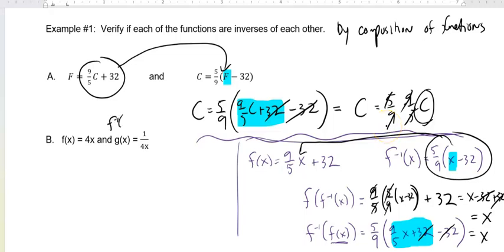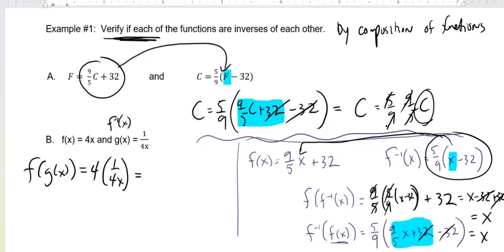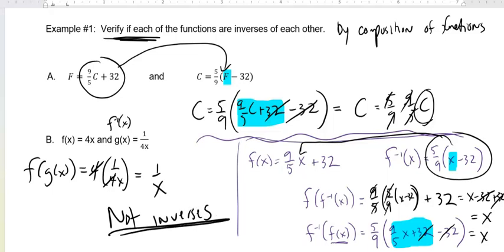Remember, g and f inverse are the same thing here. So I can say f of g of x, or f of f inverse, is take that and plug it into here. This one's a little bit easier. Instead of 4x, it's 4 times the other function, 1 over 4x. I'm trying to decide if these are inverses of each other, but look, this one actually doesn't work out. So you'll see some of these: verify if each of the functions are inverses of each other. So the 4's cancel out, I get 1 over x, and I can say not inverses. I don't even have to do the other one because they both have to be equal to x.